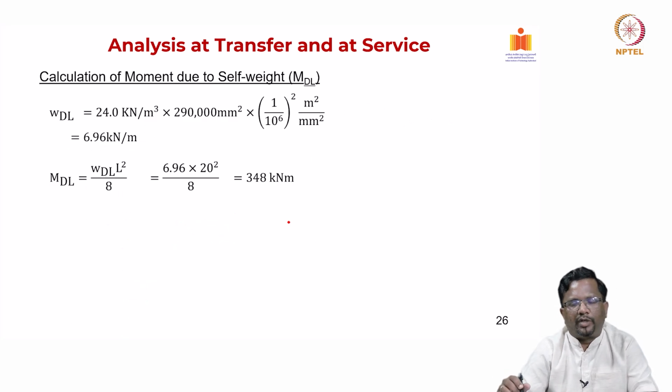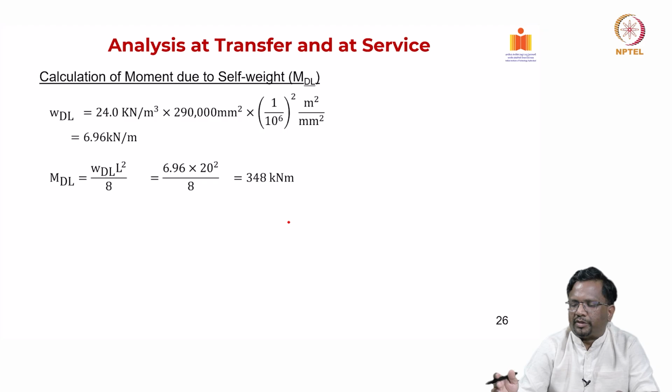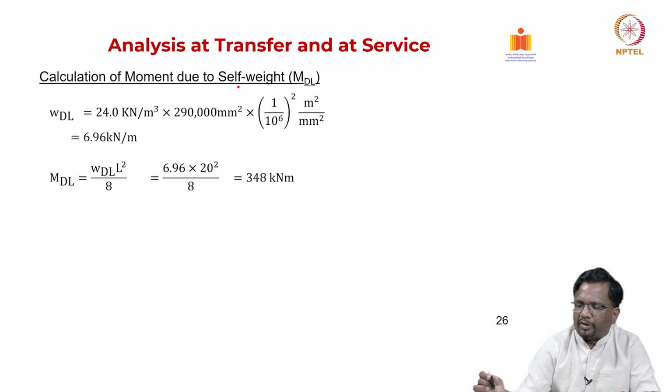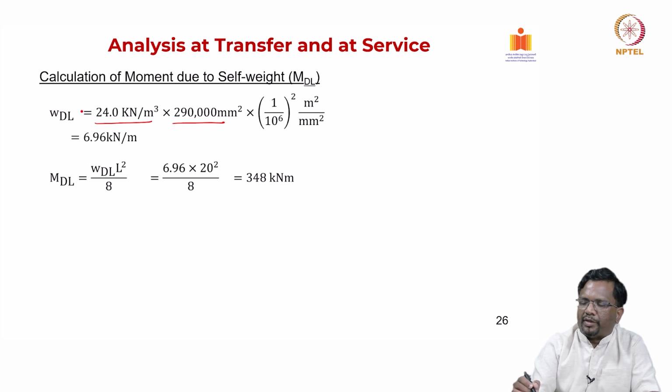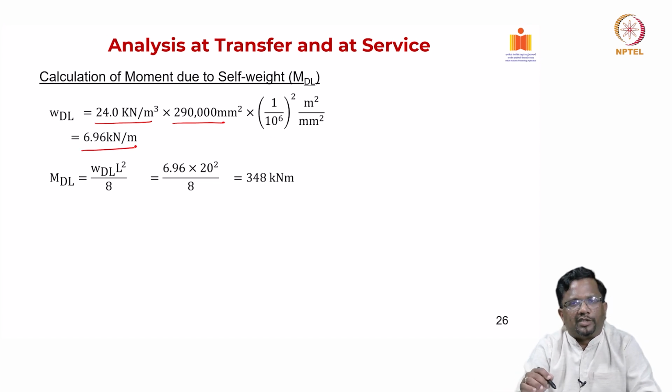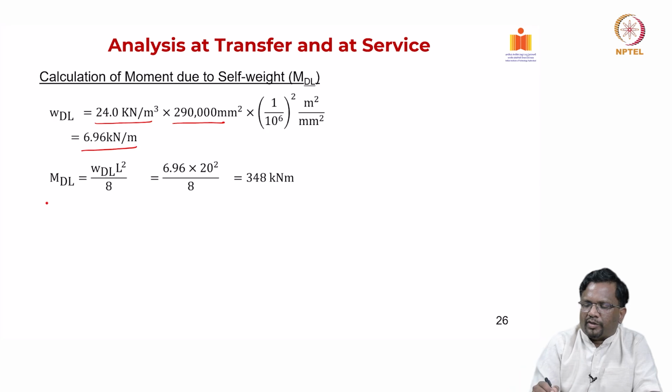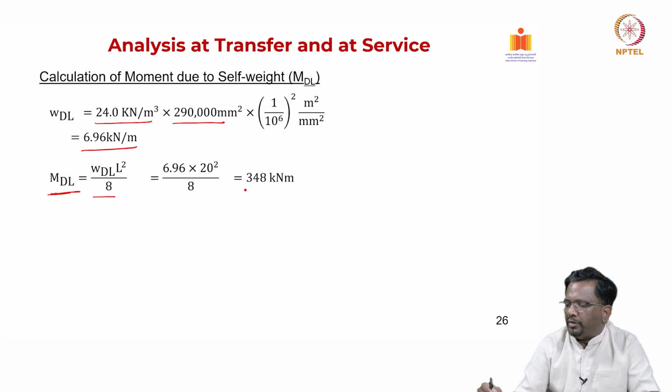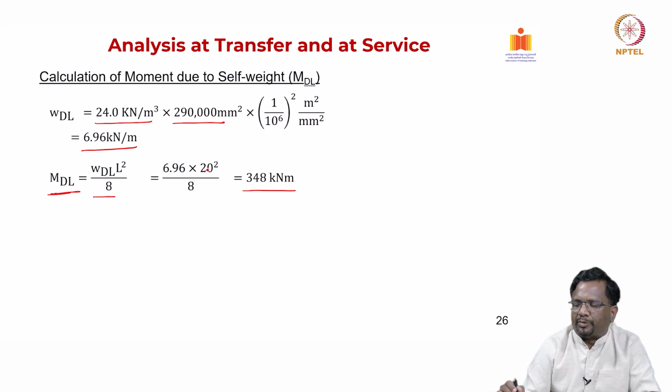So, cracking moment, when you do the prestressing, we need to calculate the effect of your service moment due to self-weight moment. Now, how do you get your self-weight moment? We know the unit weight of concrete multiplied by area, we know the per meter length, it is going to be 6.96 kilonewton per meter. For simply supported case, the moment due to dead load is WDL L square by 8, then you get 348 kilonewton meter. So, load into span square by 8 will give me 348 kilonewton meter.